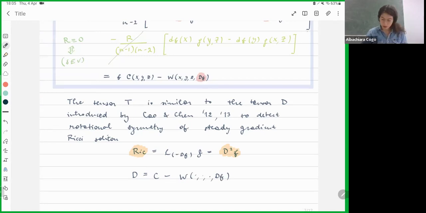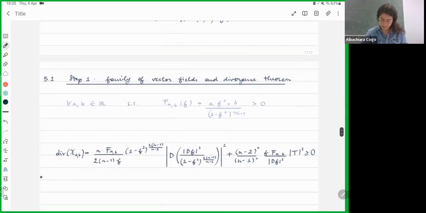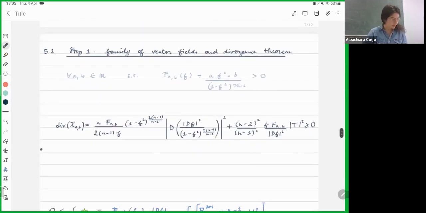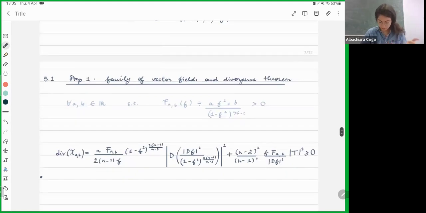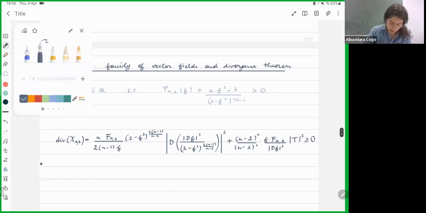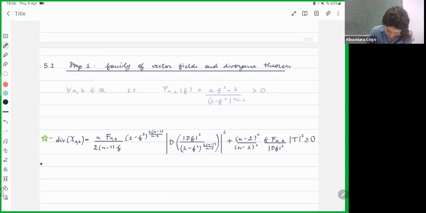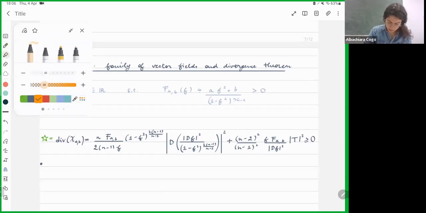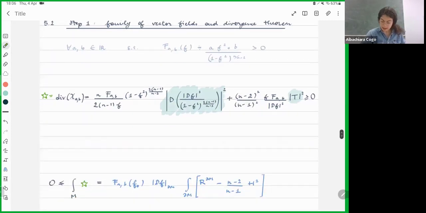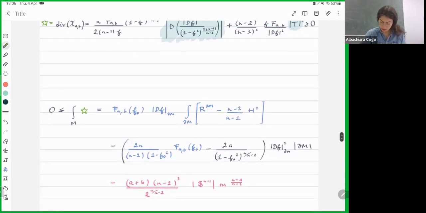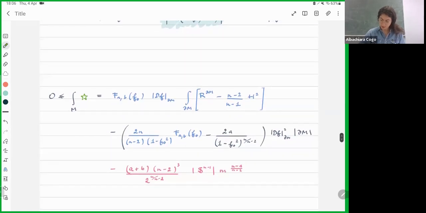Okay, so what I'm going to say is, once we compute the divergence of a family of vector fields, similar to the 3-dimensional case, we will get the following formula, which I will call green star, and which now involves these two quantities: the one that we had in the previous case, and then the T tensor. And it will be 0 if and only if these two things vanish. Then integrating it on the whole manifold and using the divergence theorem, we will find the following formula.